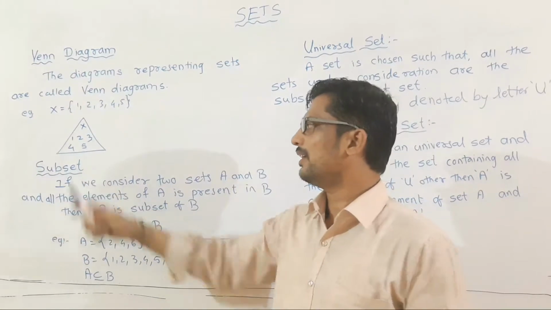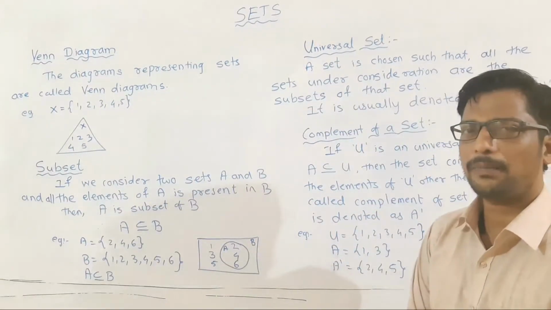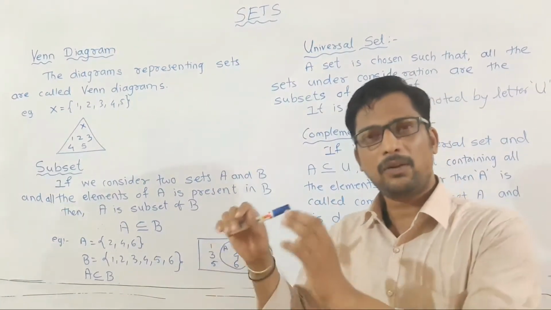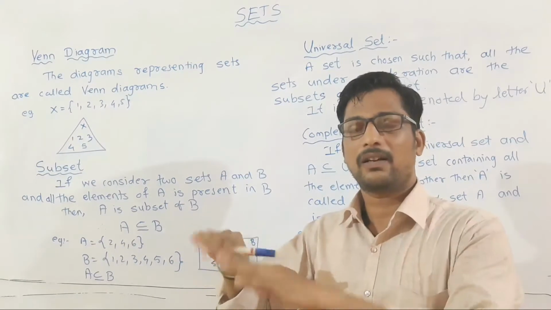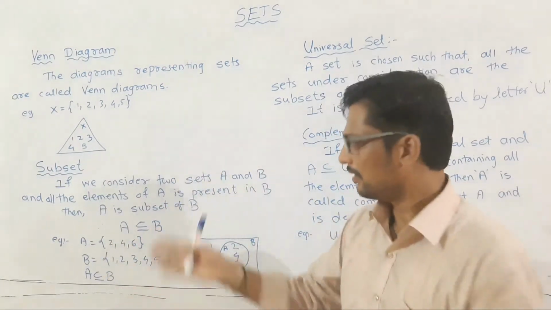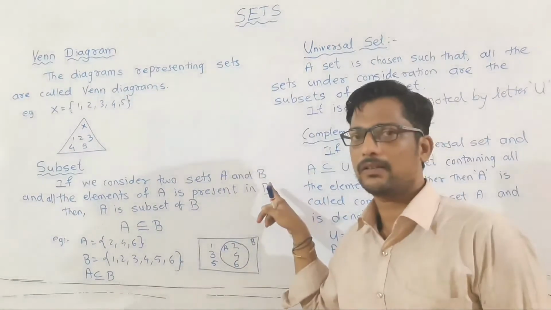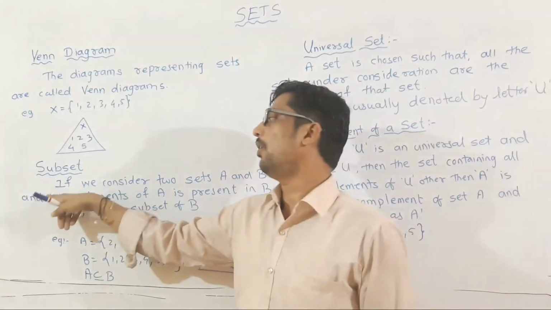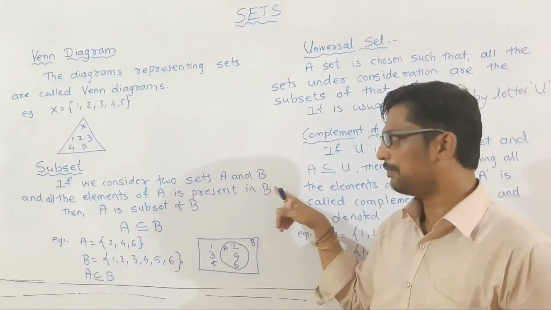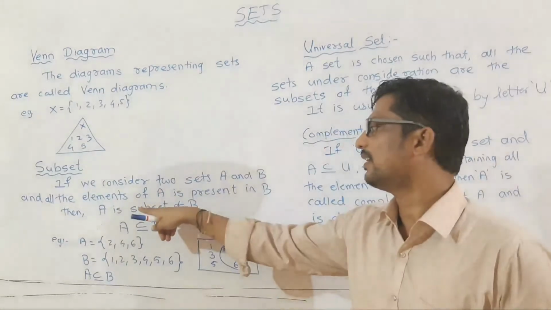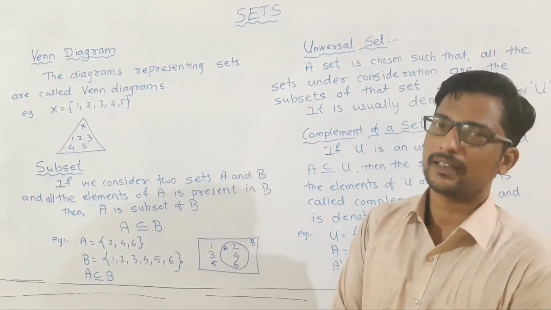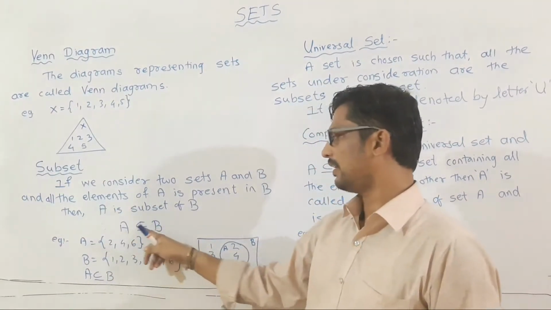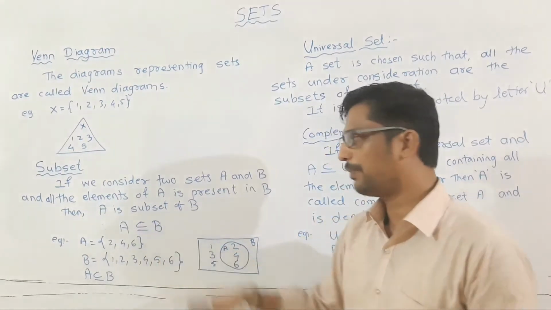Okay, fine. Now the next concept is subset. What is a subset? A subset means a small set, but the elements of that subset should be present in the other set. If we consider two sets A and B, and all the elements of A are present in B, then A is said to be a subset of B. It is represented symbolically like this, with this line over here. So A is a subset of B.